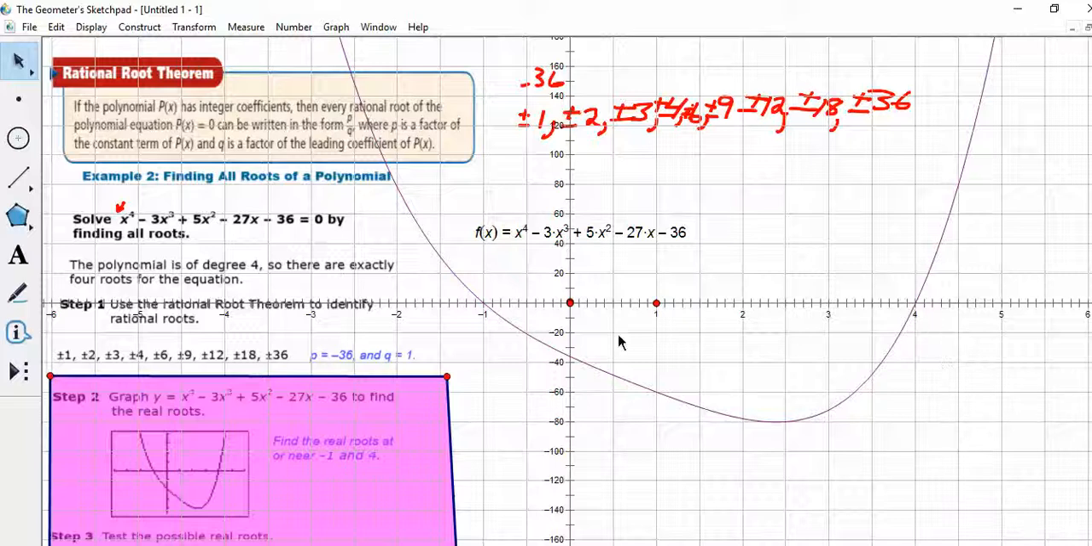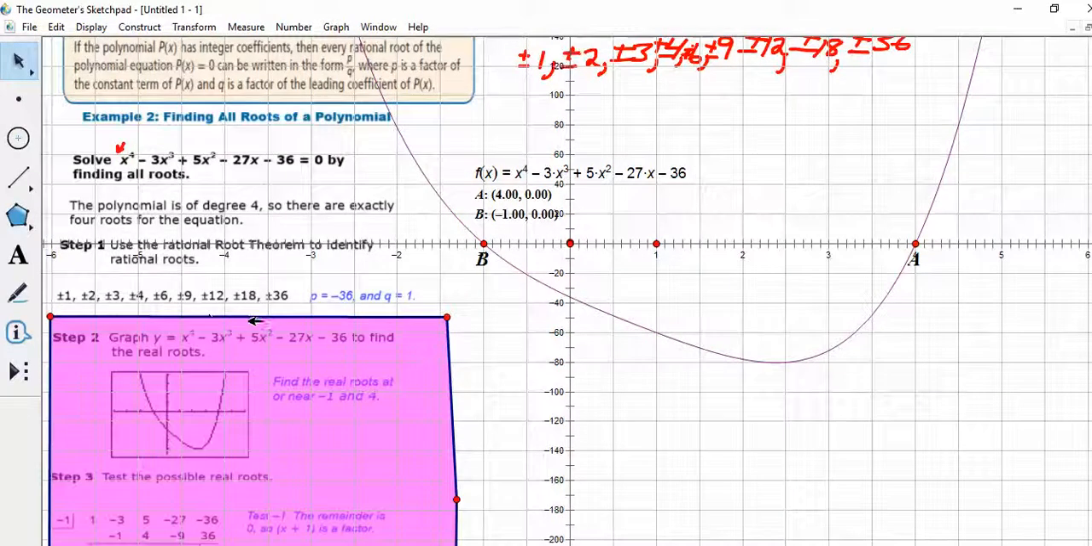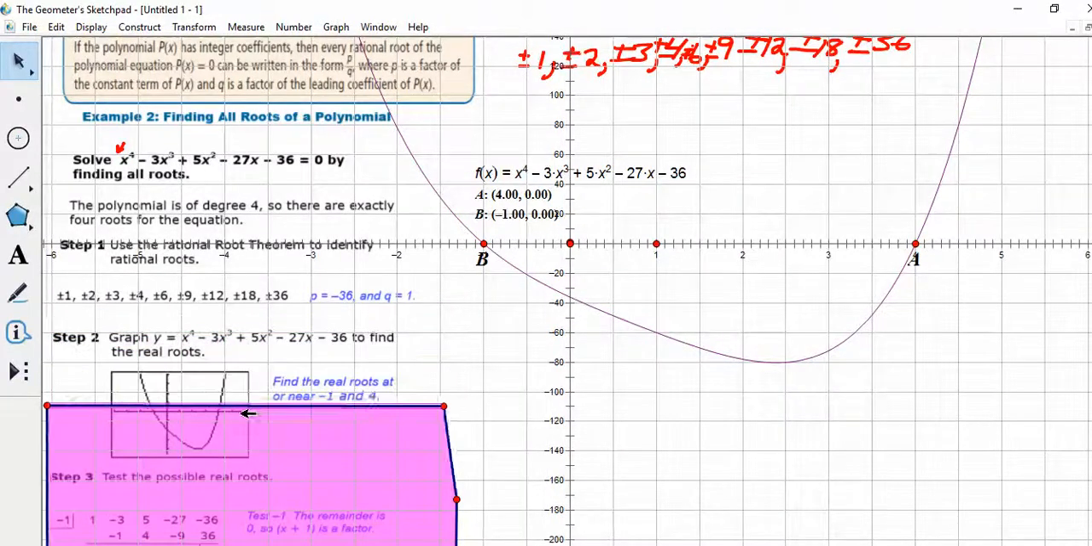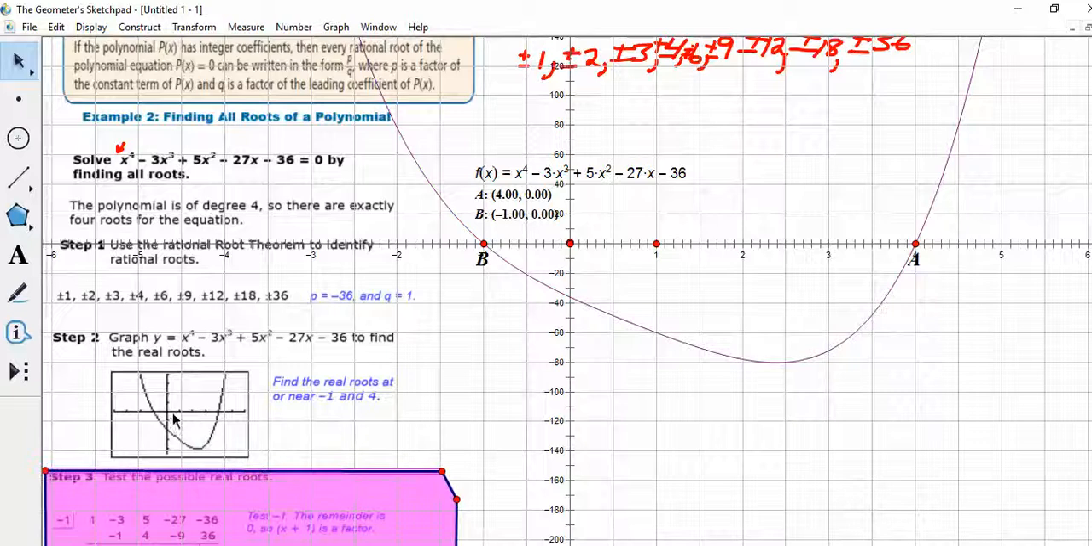So I can see that it looks like it's at -1 and 4, right? Now, if you can't tell, you could put a point at the intersections and then measure the coordinates of those, but these ones are not hard to tell. Yeah, 4 and -1. Okay, so that means that I found 2 real roots. Let me move this down so you can see. That looks more like what you would see on a graphing calculator, and it looks like the real roots are really close to, or exactly, -1 and 4.